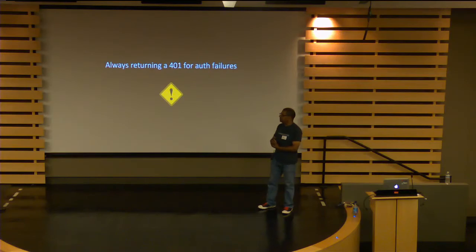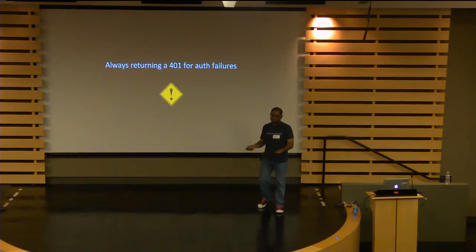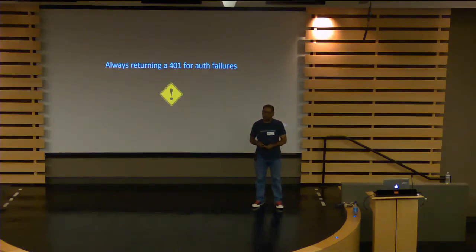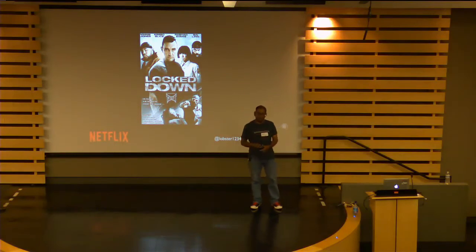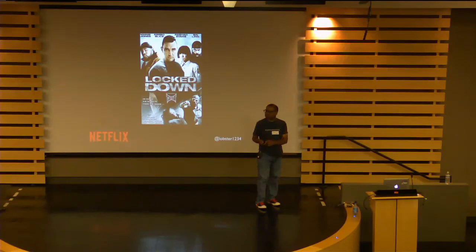Always returning a 401 for auth failures. 401 makes sense, that's what it's for, when authentication fails. But then we kind of start using the same thing for forbidden, right? For cases where there is a 403, 403 is forbidden, 401 is unauthorized. So when you have locked down resources, you have to differentiate between someone who can't even get in the door versus someone who can get into a few doors but not all doors.